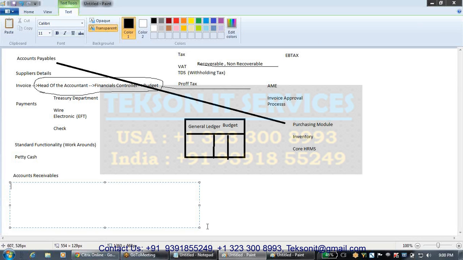Coming to the account receivables, I will show you the complete configuration as per the client, how exactly we do the configurations. We have customer information and customer files. Lots of concepts are there. I'll give you the course content.